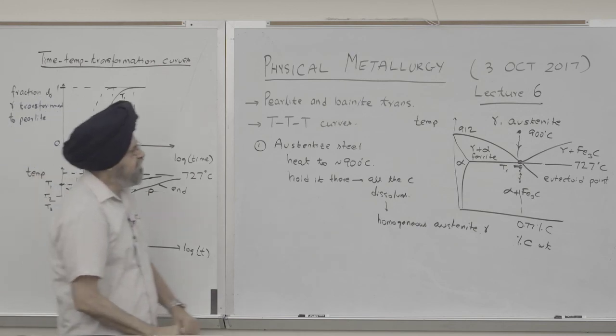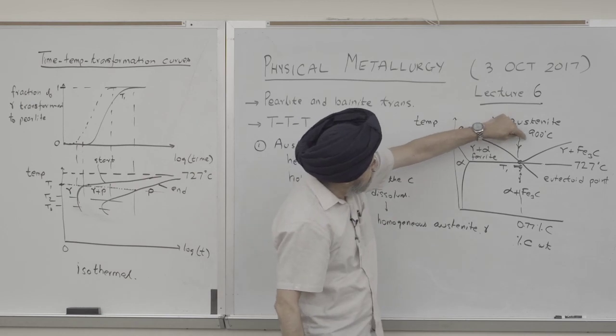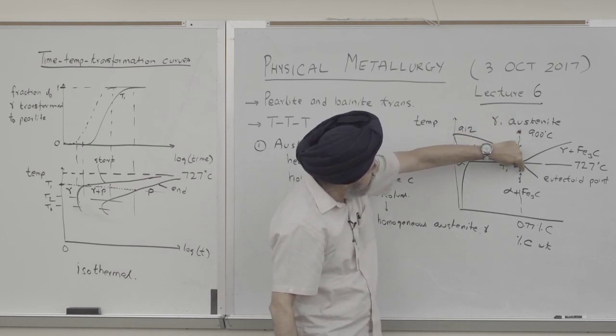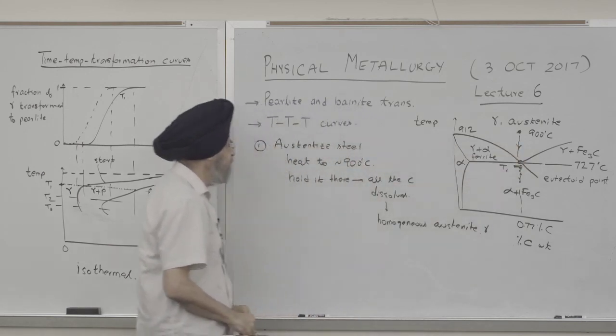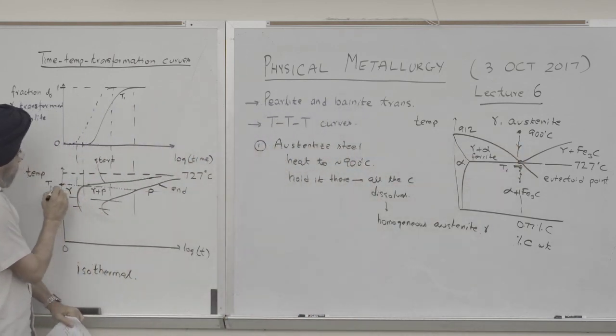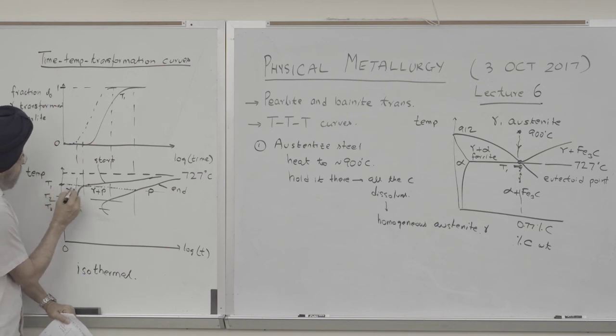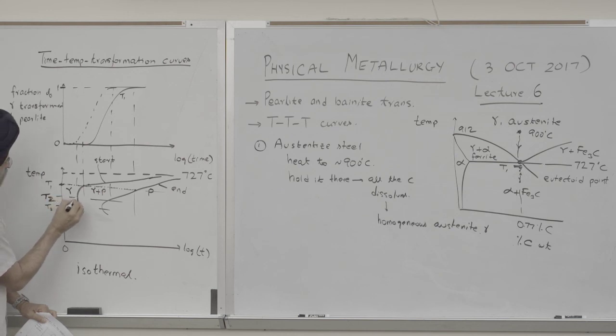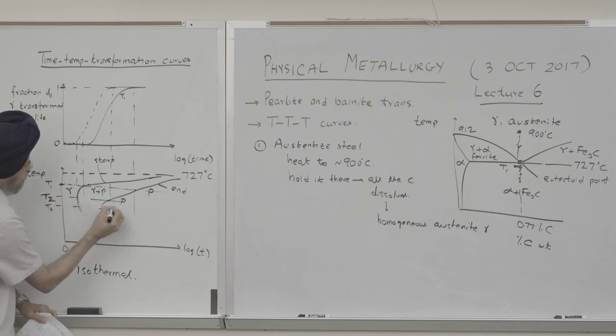So on this curve, you came down from 900, you quickly got to T1 and kept the temperature constant at T1. So you're keeping the temperature constant at T1 and you're waiting. At this point, pearlite starts coming out. At this point, it's complete. So now you take temperature T2, a lower temperature. Now the pearlite will come out sooner than at higher temperature, and it'll become completely pearlite sooner.